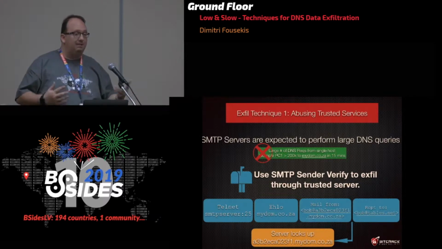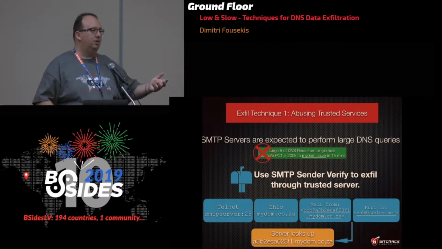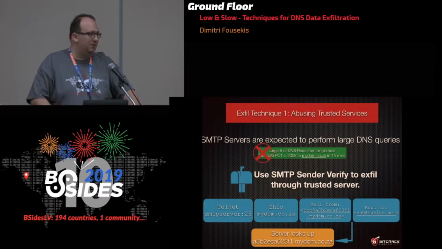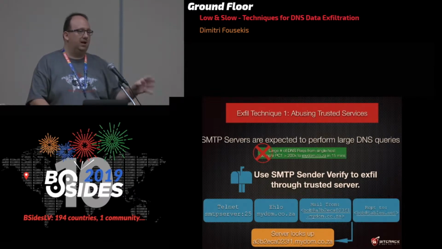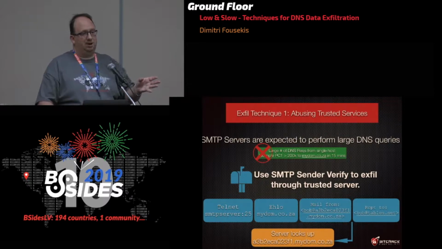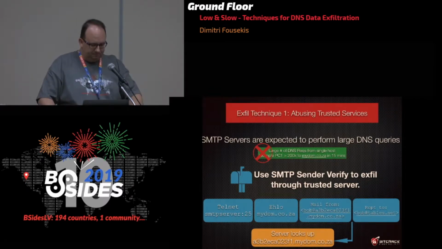Something like an SMTP server, for example, though, wouldn't raise that much suspicion because its job is to do DNS lookups, right? So if you're in an environment and you come across an SMTP server, there's a very good chance that either no one's looking at what DNS queries it's doing, or it's on a whitelist of some kind when it comes to systems checking for DNS exfiltration. So how can we use it to exfiltrate data out of the environment?